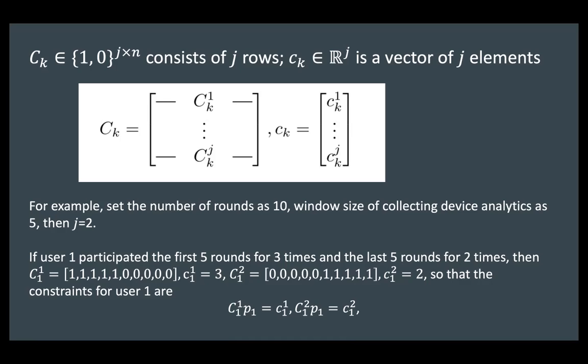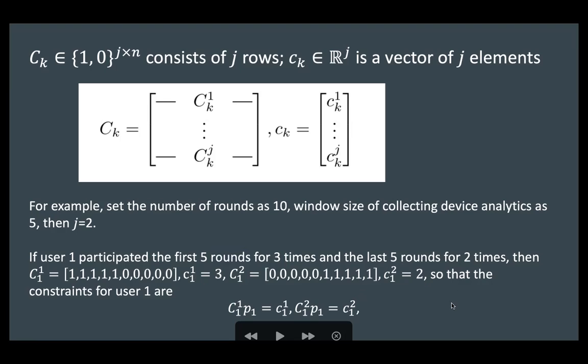Okay, let's continue with the capital K matrix. So here is an example. If user i participated in the first 5 rounds for 3 times and the last 5 rounds for 2 times, then C11, the first vector for user 1, will have the first 5 elements be 1 and the last 5 elements be 0. And C11 times P1 will be 3.